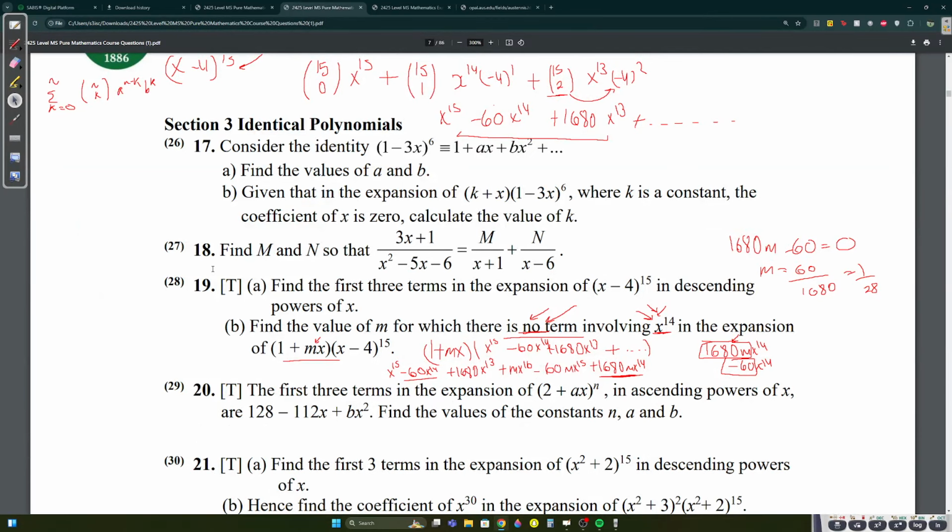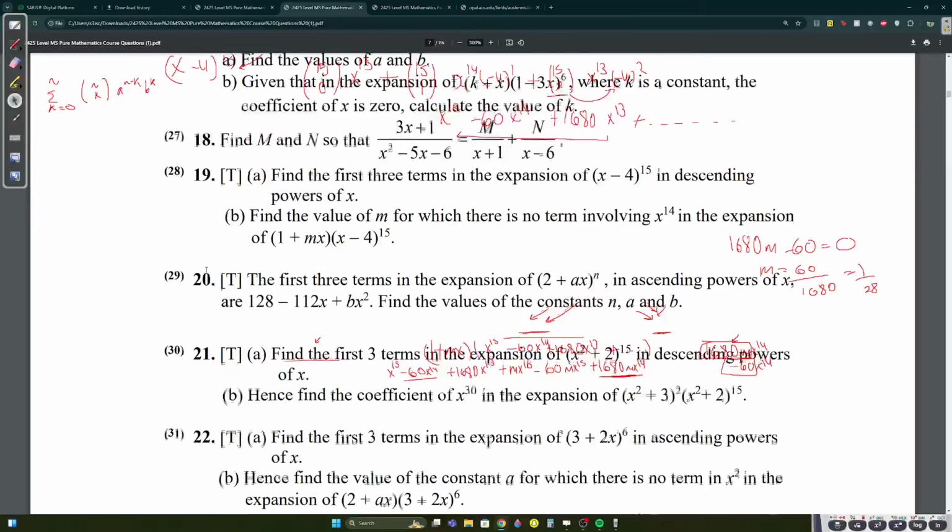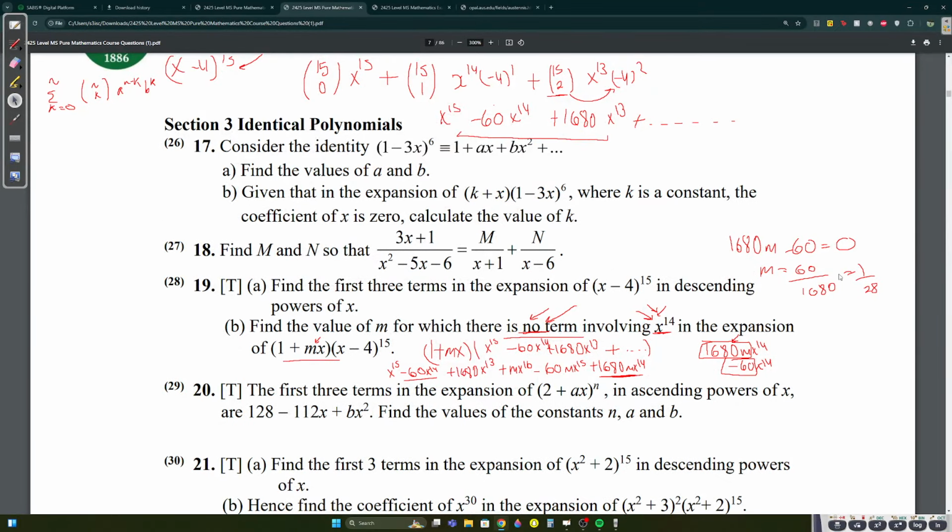I do also have the past written from last year, which I will solve in the live on Sunday, okay? But for now, m equals 1 over 28. Just make sure you know this.